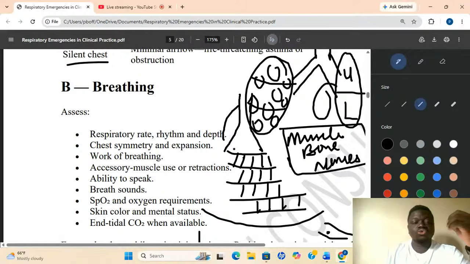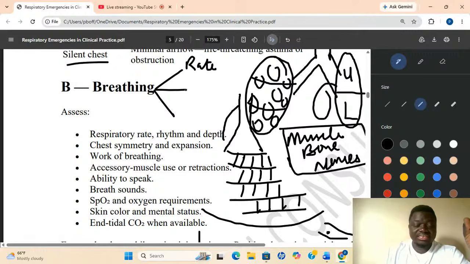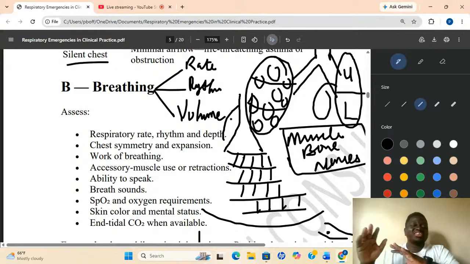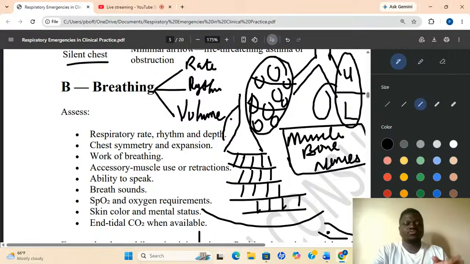So when we talk about breathing, we are looking at three angles of breathing. We look at the rate, the rhythm, and the volume. Just like the way we do for cardiovascular, the same thing applies when it comes to breathing: rate, rhythm, and volume.